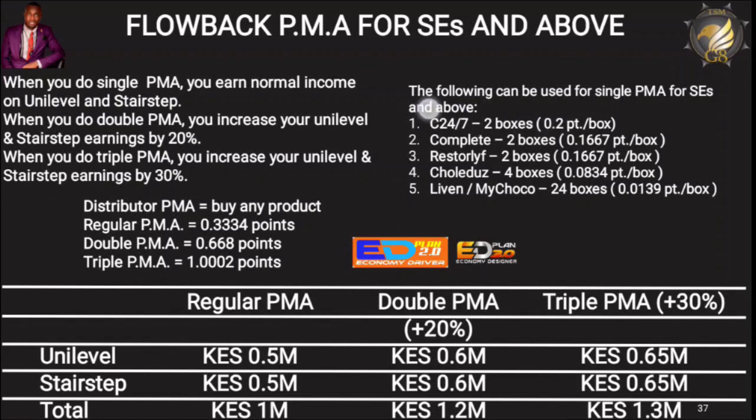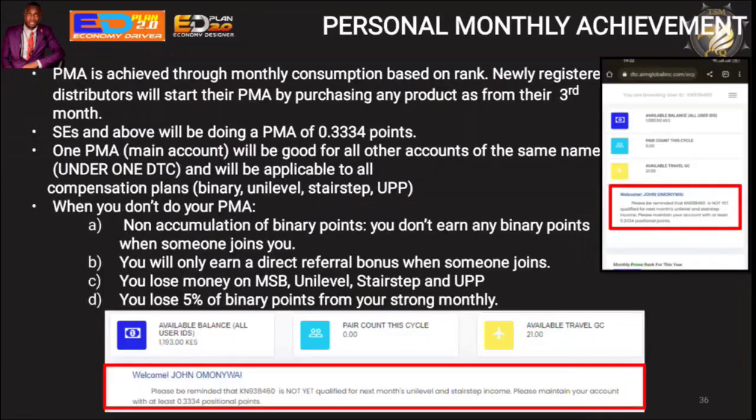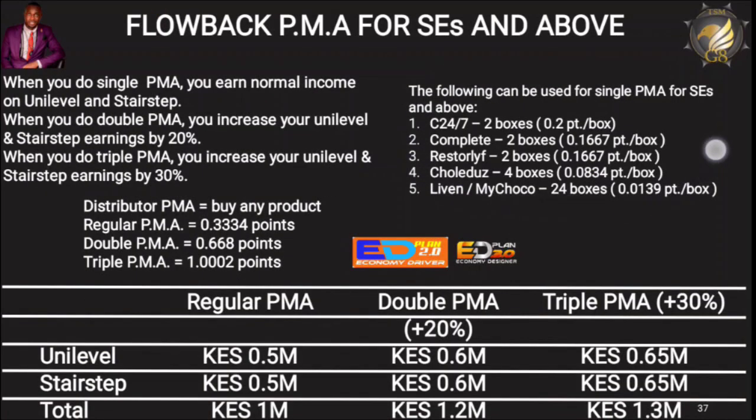You can see here, the following will be used for single PMA for silver executive and above. If you want to do single PMA, you buy 2 boxes of C24/7, or 2 boxes of Complete, or 2 boxes of Restolife, or 4 boxes of Coledews, or 24 boxes of Liven or MyChoco. You have done single PMA. If you want to do double PMA, you do this 2 times.